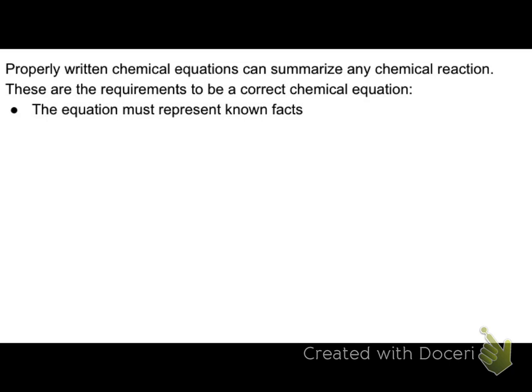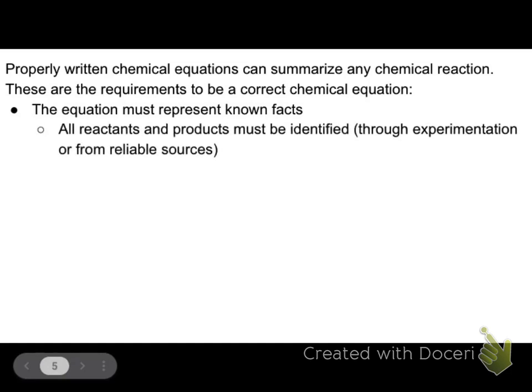First, the equation must represent known facts. So that means you need to represent in your equation all of the reactants and all of the products. Okay? You can list these based on an experiment. That's how most chemical reactions start. Somebody does an experiment and tests and discovers all of the products. Or if you are like us here in class, you will get them mostly from reliable sources. Okay, so either I will tell you which reactants and which products you are going to have, or you will need to look them up. Okay?